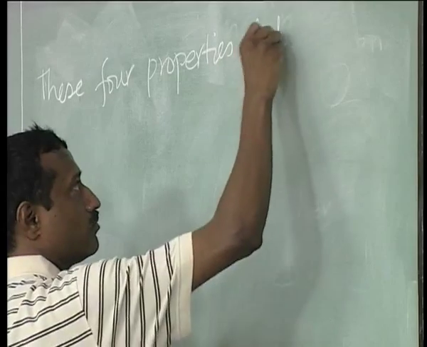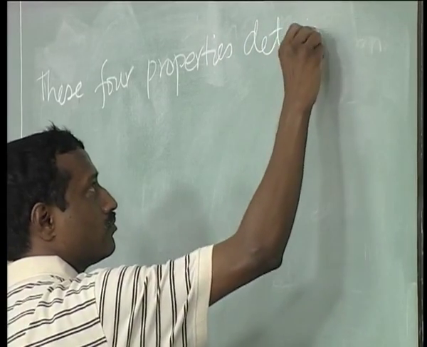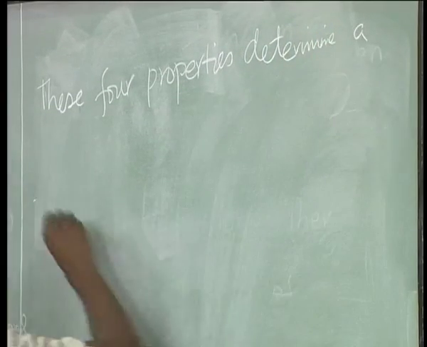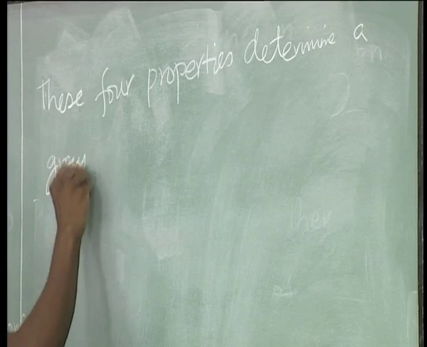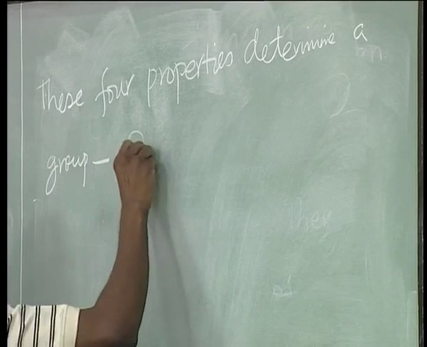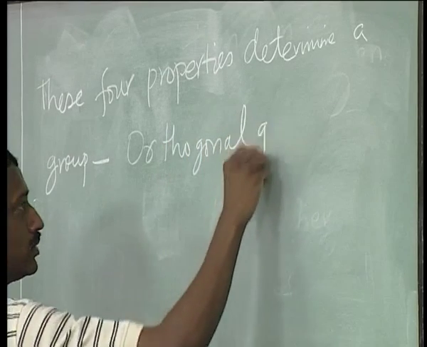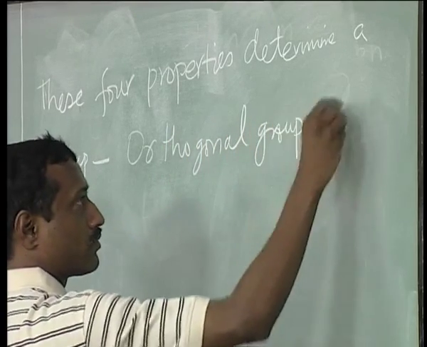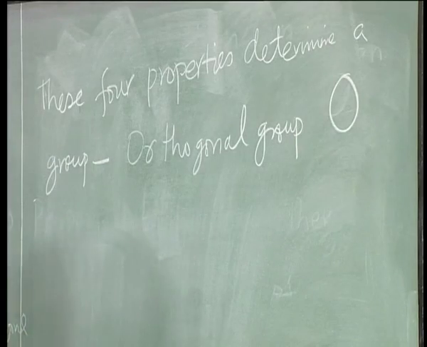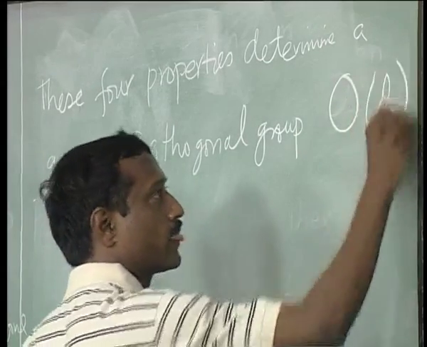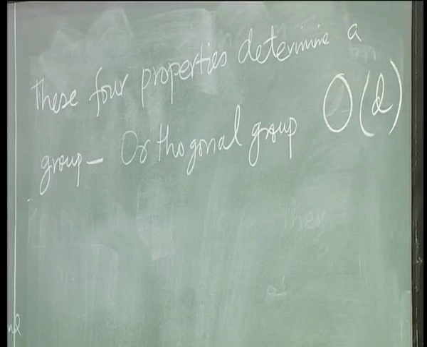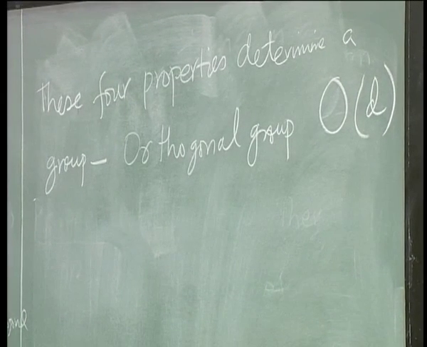determine a group which is called the orthogonal group, and the symbol for that is capital O and in brackets d. Important that it is capital letters, because the lower case means something else.